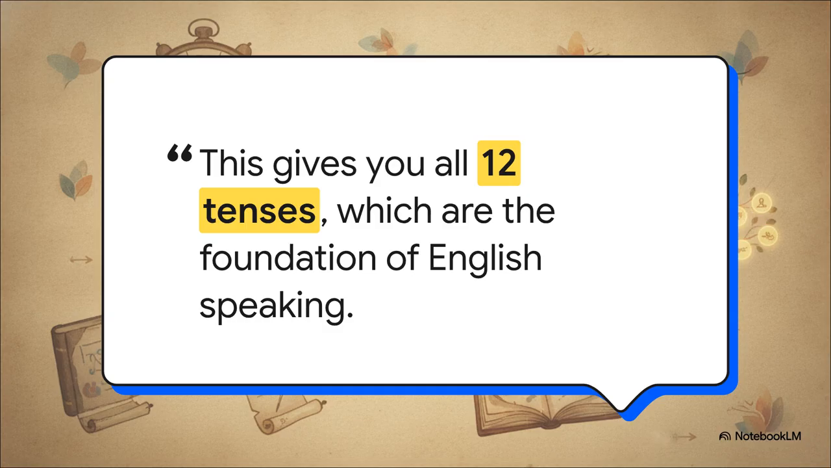As our source profoundly notes, this gives you all 12 English tenses, which are the foundation of English speaking, writing, and comprehension. These aren't just random, arbitrary rules to memorize. They're the fundamental mechanics of clear communication. They allow you to accurately share your experiences, ideas, and dreams across time itself. So, considering how powerful this matrix actually is, which pattern are you going to practice decoding first today?